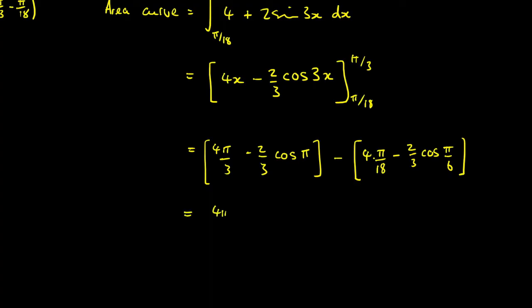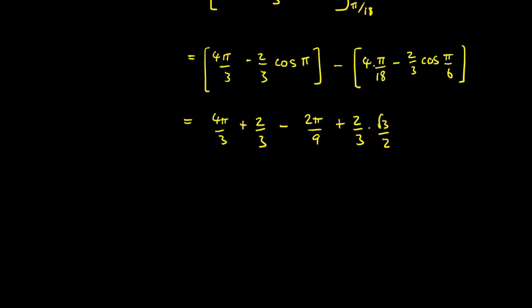This is 4 pi upon 3 minus, now cos pi is -1. So we're going to get negative 2/3 times by -1. So that's going to be positive 2/3. Minus, I'll simplify this to be 2 pi upon 9. And then plus 2/3. Now what's cos pi by 6? Cos pi by 6 is going to be root 3 upon 2. Okay, because it's cos 30 degrees.